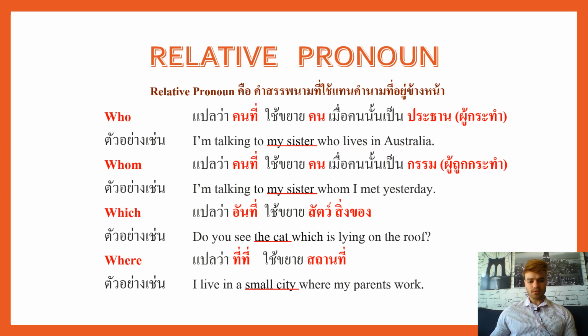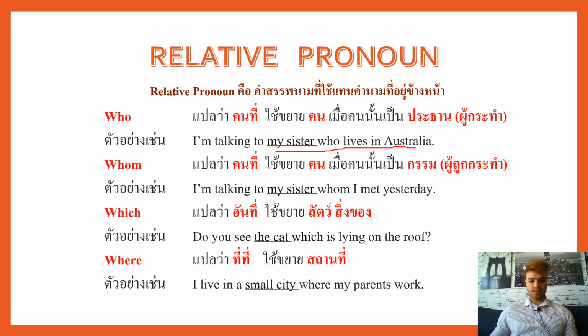So my sister lives in Australia. My sister is the subject, right? So because she lives in Australia, we use who. We use who with the subject, okay? With a person, my sister who lives in Australia, and we add s because it's present simple tense.